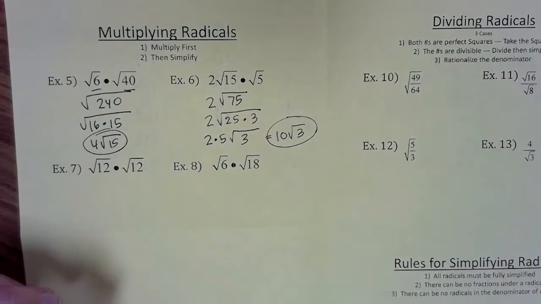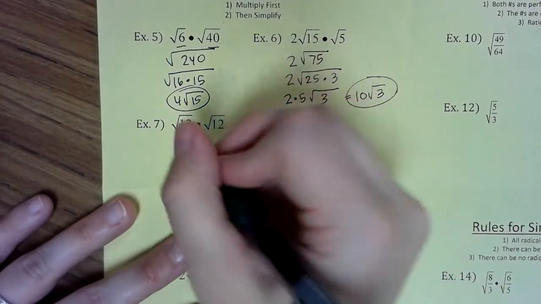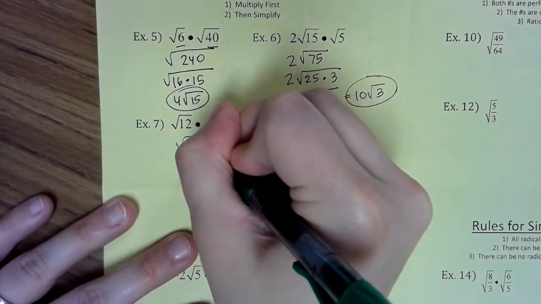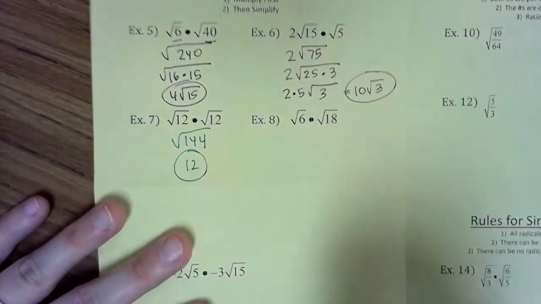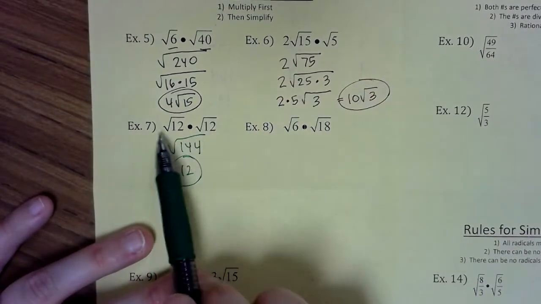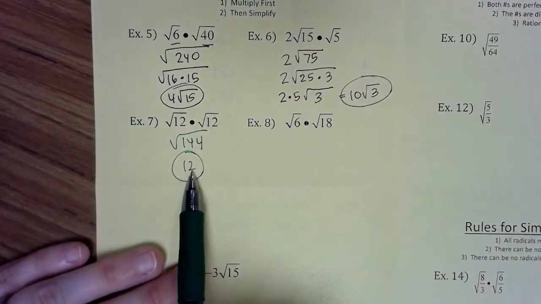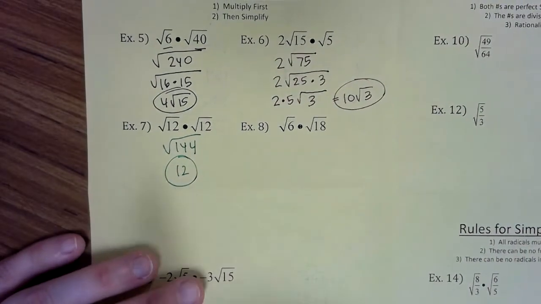All right, look at the next one. Square root of 12 times the square root of 12 is the square root of 144. And hopefully you know that one off the top of your head. 12. Okay, so you'll notice anytime the number is the same under the radical, it's kind of like the radical just goes away and it's whatever the number is. Okay, we'll see another one like that in a minute.